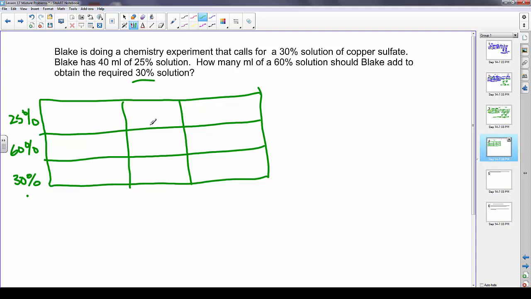All right. So what we want to do is put our percentage in the middle. That's like our dollar value per. So that's 0.25 since it's a percentage, 0.6, once again a percentage, and 0.3. And it told me how much 25% solution I started with, 40. We're going to add an unknown amount to that, which is x. So if I add x to 40, I end up with an x plus 40 amount.